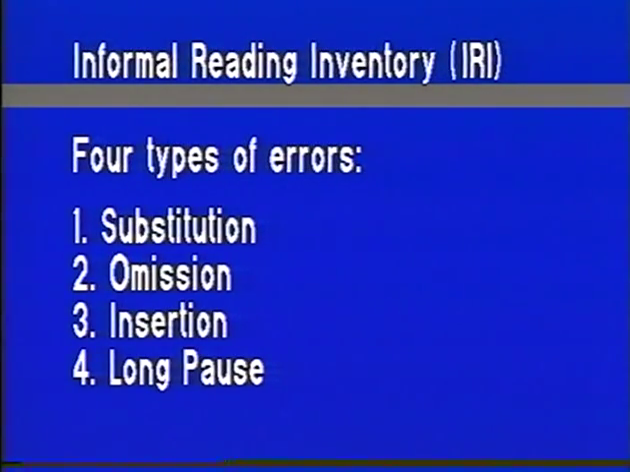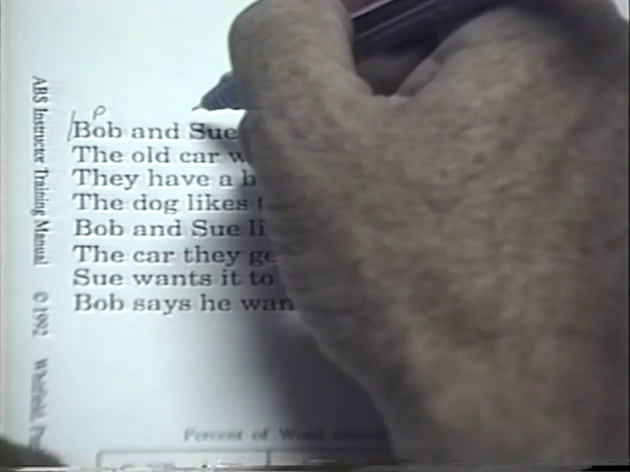Many times the learner will not recognize a word or even know how to pronounce it. When this happens, pronounce the word for the learner after 5 seconds. This mistake is easily recorded by writing a P above the word that was pronounced for the learner.